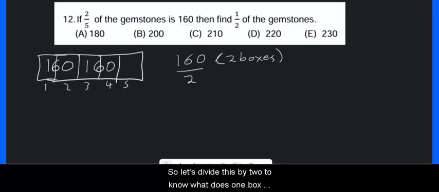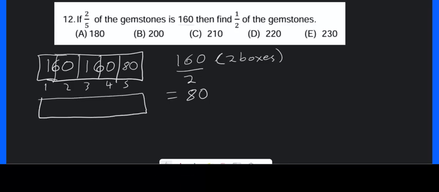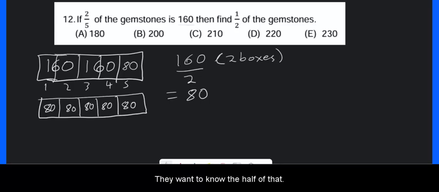So let's divide this by 2 to know what 1 box equals to. This is equal to 80. So we know that 1 box is equal to 80. We can use that. Now, to make things easier, let's write all these boxes nicely. 1, 2, 3, 4, 5. Now, which means here it's 80, here it's 80, here it's 80, here it's 80, here it's 80. That's really nice. Now, they want to know the half of that.